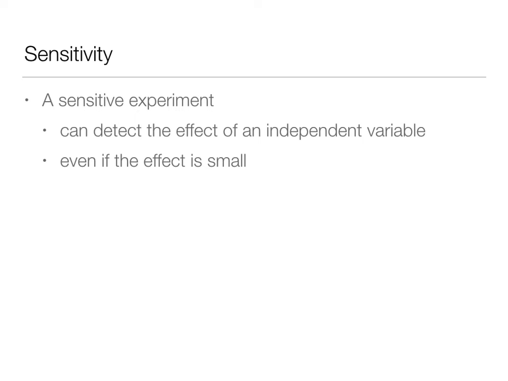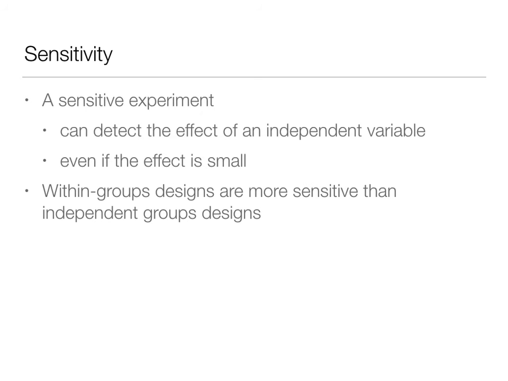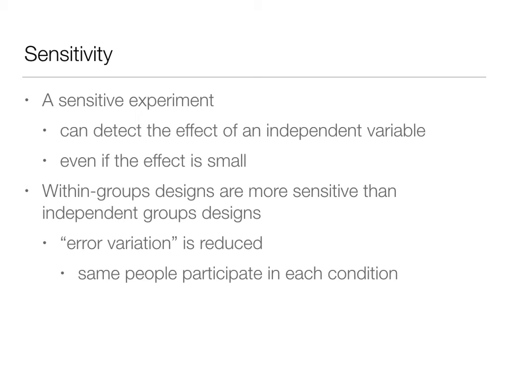Within groups designs are more sensitive than independent groups designs. The reason they're more sensitive is because we've reduced the error variation. By pulling out the variability due to individual differences, by eliminating that, we've cut our variation down. This is because the same people are participating in each condition.